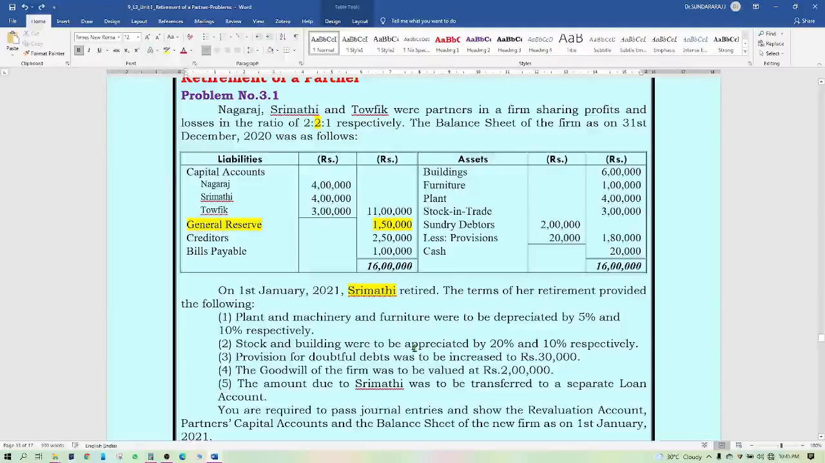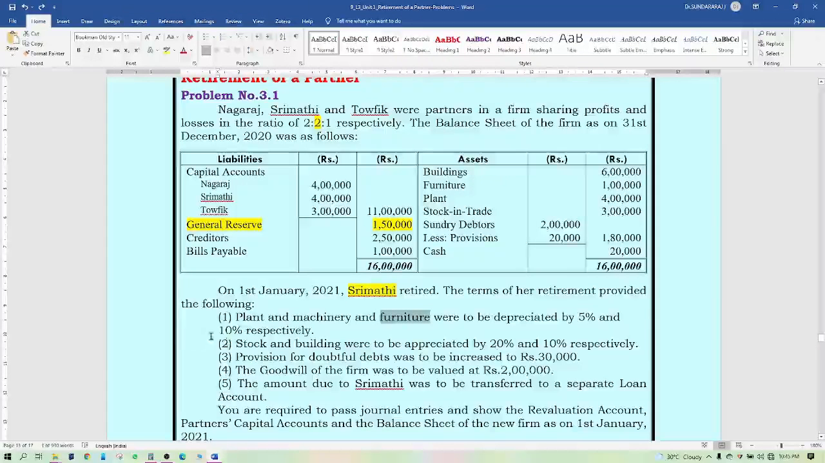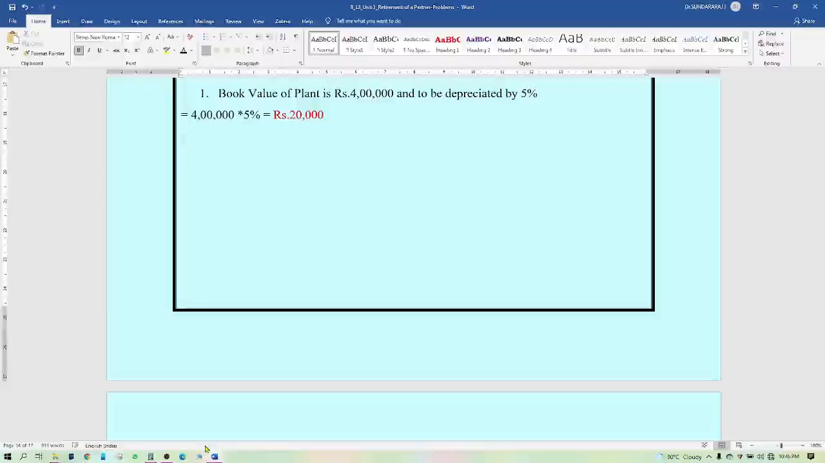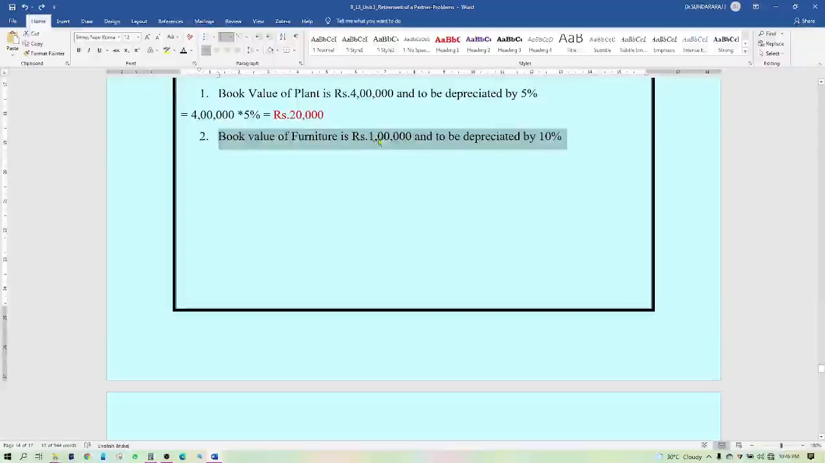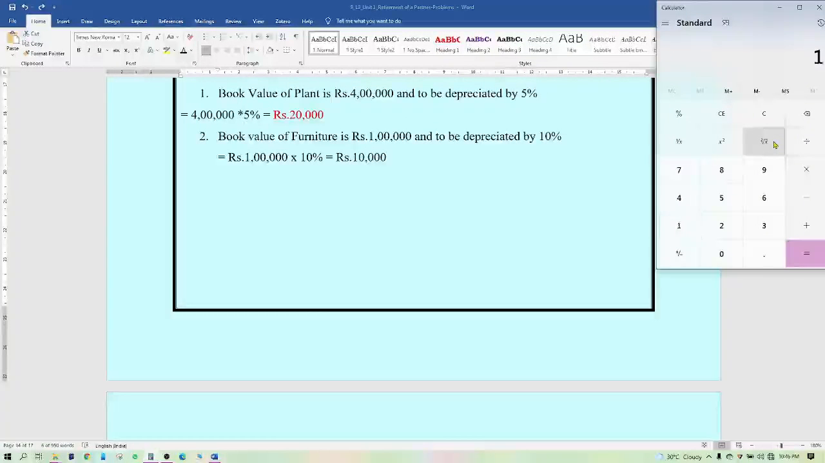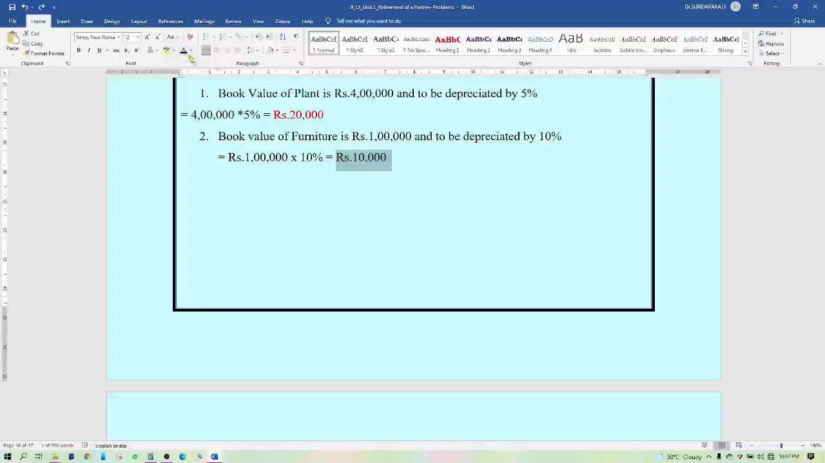The next item is furniture, which is to be depreciated by 10%. The book value of the furniture is 1 lakh rupees. As given in the problem, the book value of the furniture is 1 lakh rupees and it is to be depreciated by 10%. That is 1 lakh rupees into 10%, which equals 10,000 rupees.